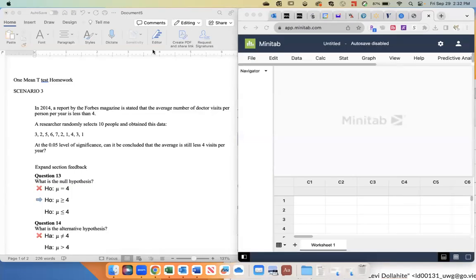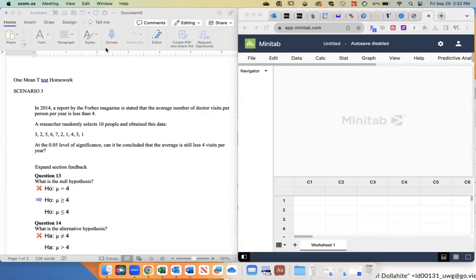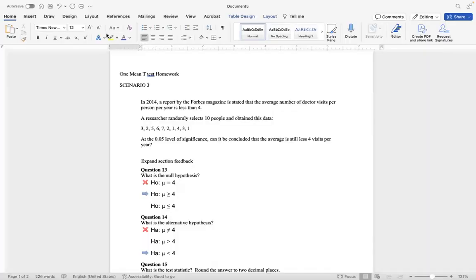Okay, to demonstrate an example of how to put in all the data, I have two screens pulled up here. I have a one-sample t-test homework problem, scenario 3, and I'm going to walk through that for you. It says in 2014, a report by Forbes magazine stated that the average number of doctor visits per year is less than 4. So I'm going to highlight that because we're probably going to need it: less than 4.